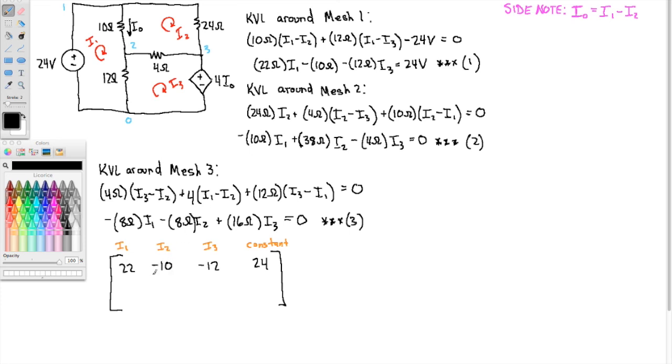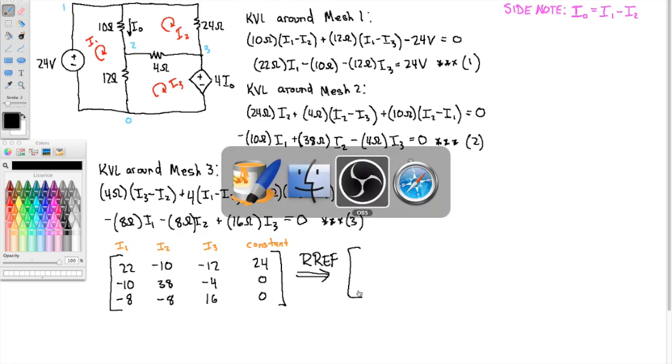So the next equation is negative 10, 38, negative 4, 0. And the third equation is minus 8, minus 8, 16, 0. And I'm going to put that in reduced row echelon form. So let's do that. Again, you can use your calculator, or MATLAB, or applications online.